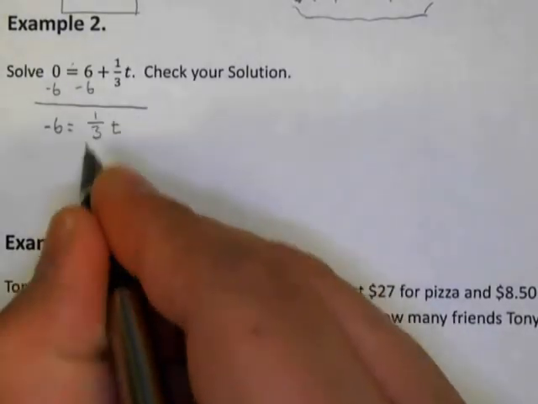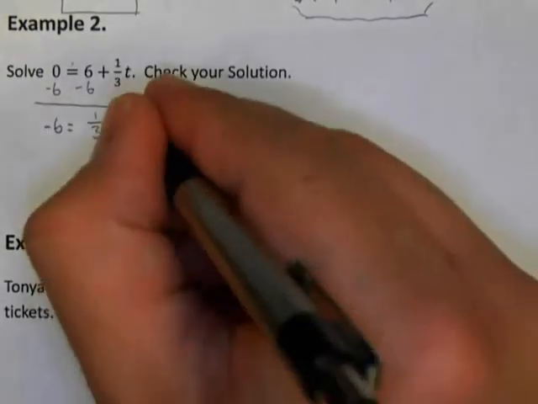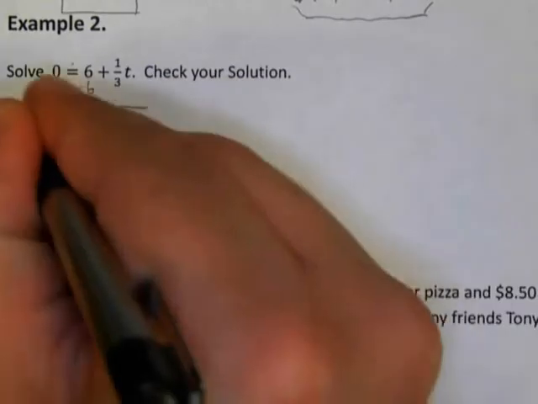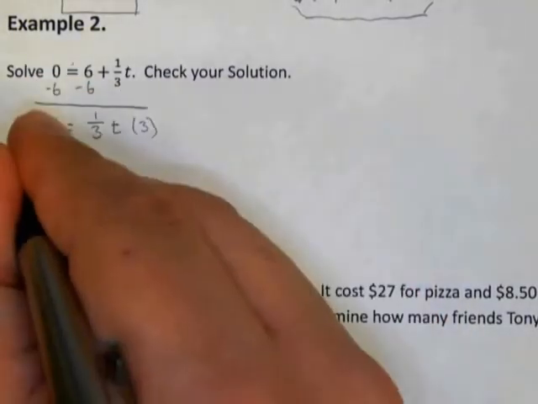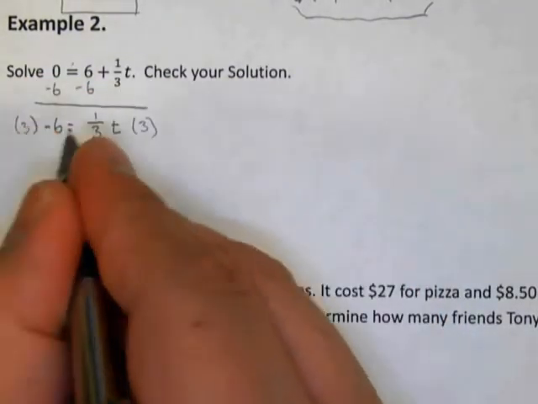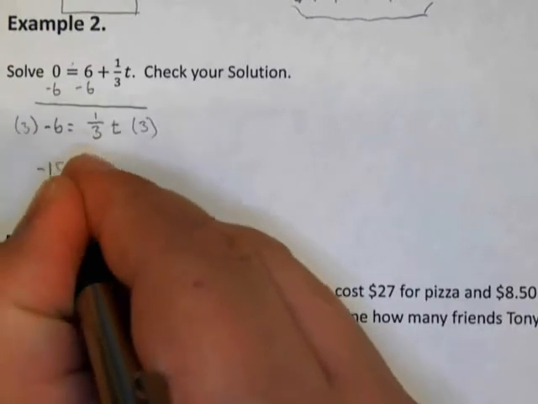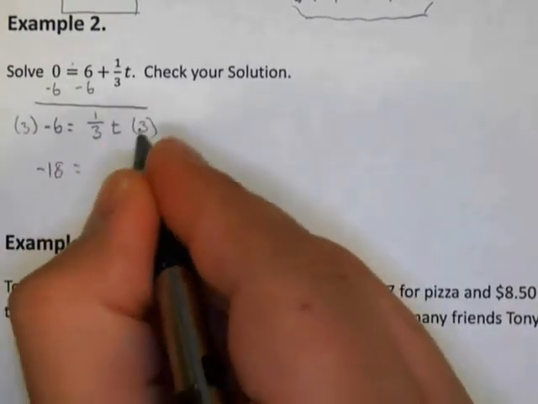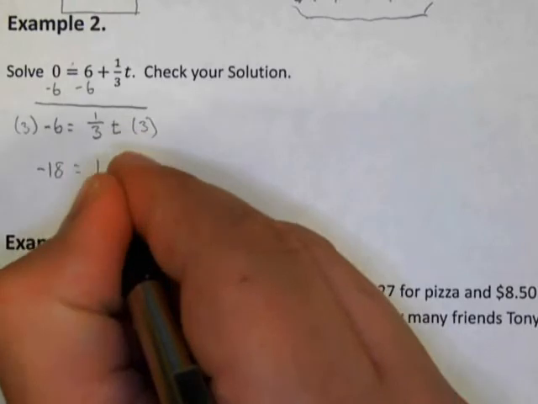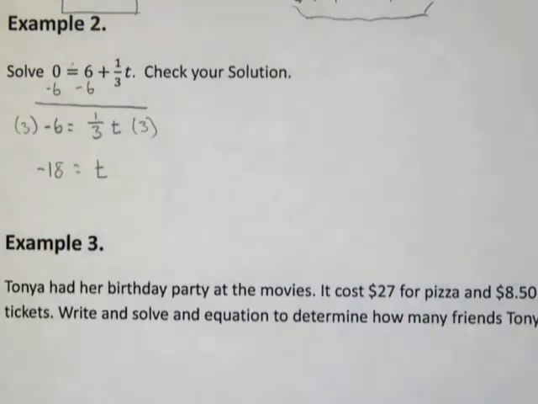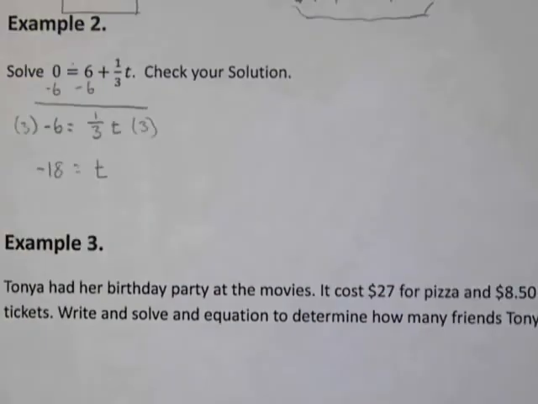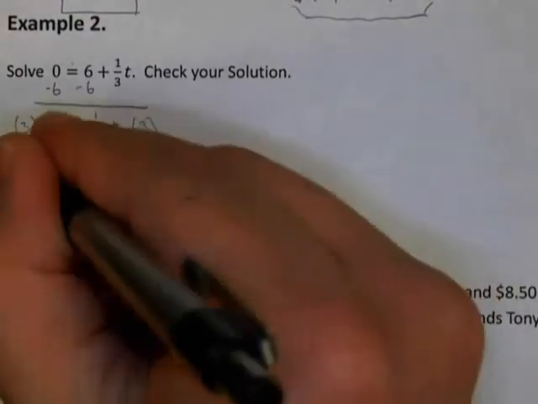Now we need to get rid of this fraction of 1/3, and I know that if we multiply by 3 on both sides of the equal sign, we will end up getting 3 times negative 6 is a negative 18, and 1/3 times 3 is just 1, so we're just left with t, saying that t is then negative 18. Negative 18. So that's what we feel like is the answer.